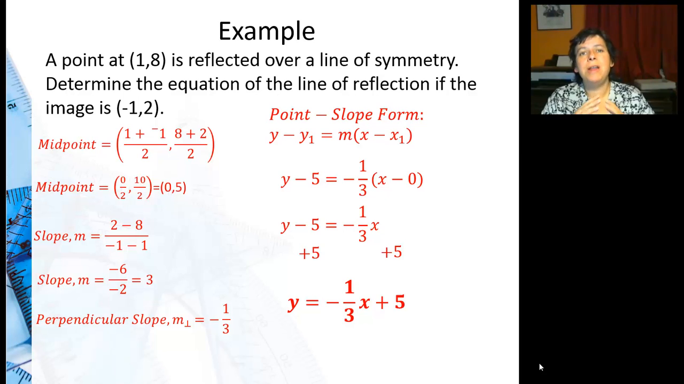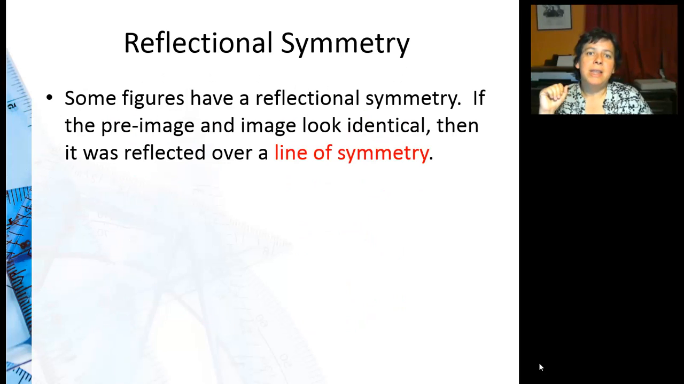So when you're finding the line of reflection, remember you're just finding the perpendicular bisector of the segment that connects the preimage to the image. Now another thing we want to look at is reflectional symmetry. So what does that mean? If the preimage and the image look identical, then it was reflected over a line of symmetry.